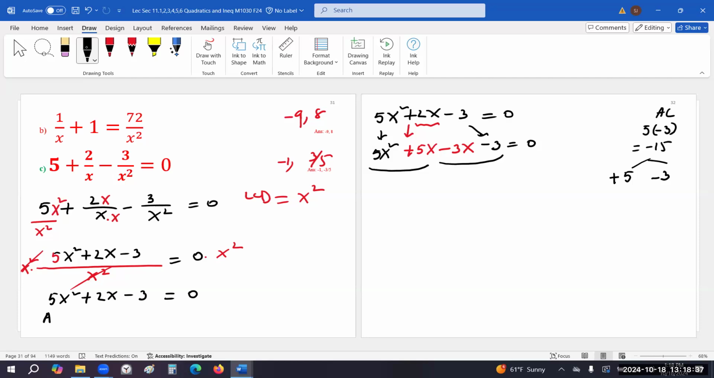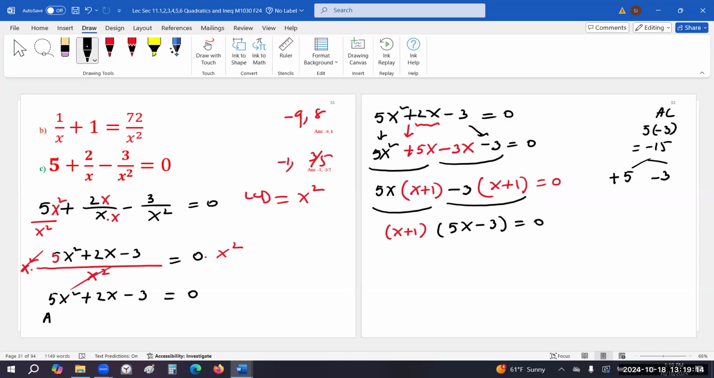So what do you see coming in the first group? 5x. We pull it out, what remains? X plus 1. Then you go to the second group. What do you see in common? Negative 3. We pull it out, what remains? X plus 1. But we still have our 2 groups. What do you see in common? So we pull it out. And what remains? 5x minus 3. See, it's only a 4-line solving process.